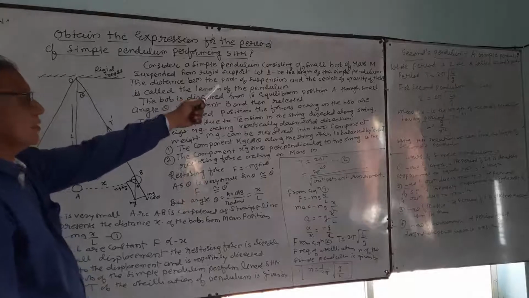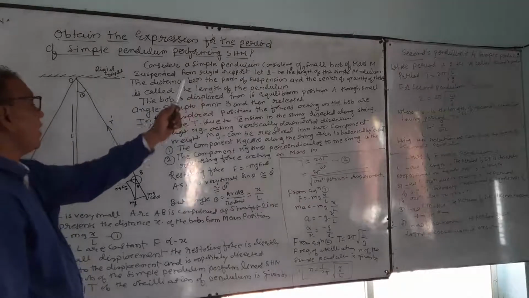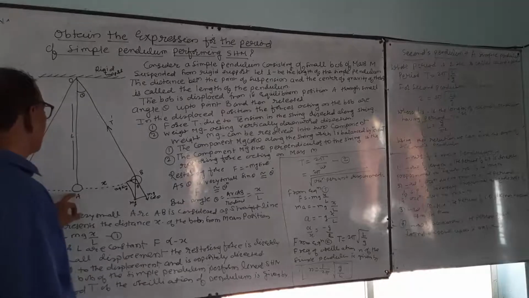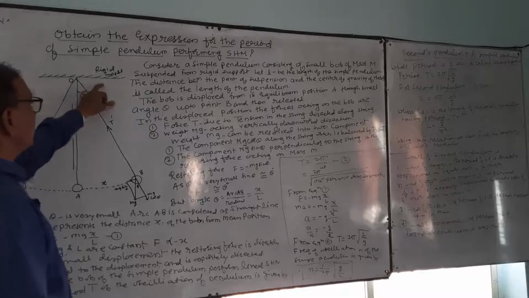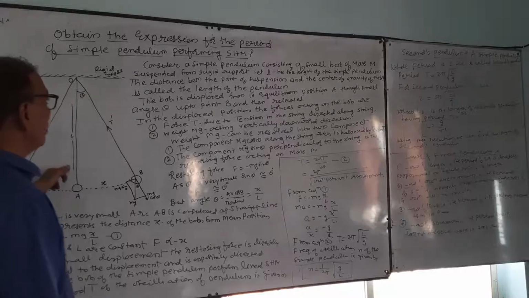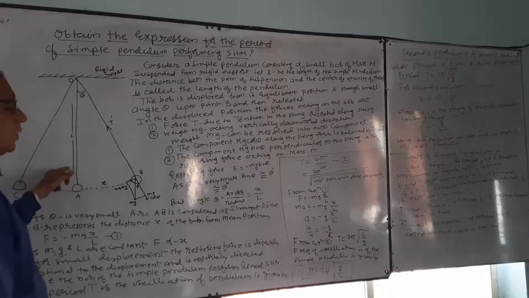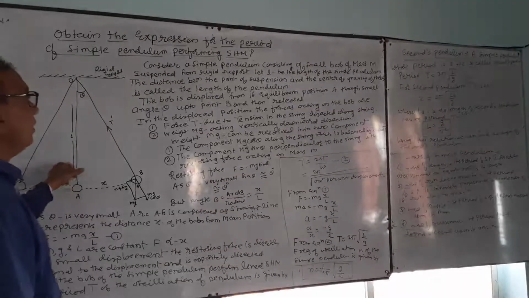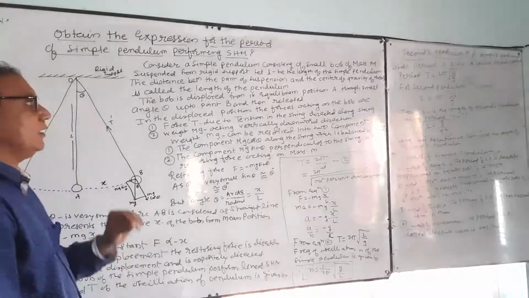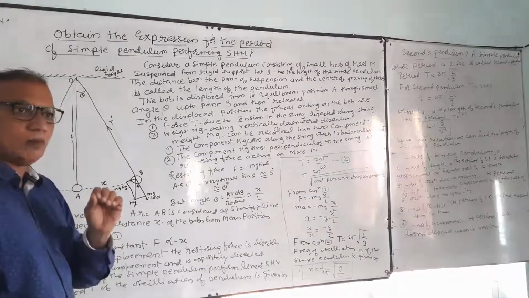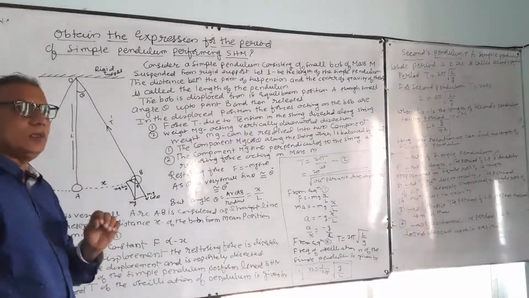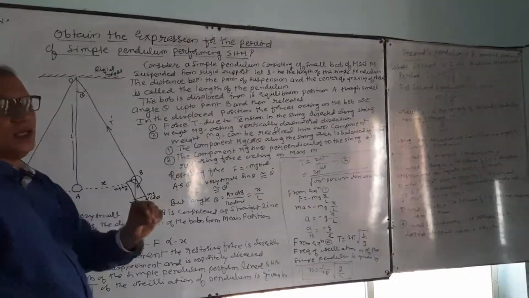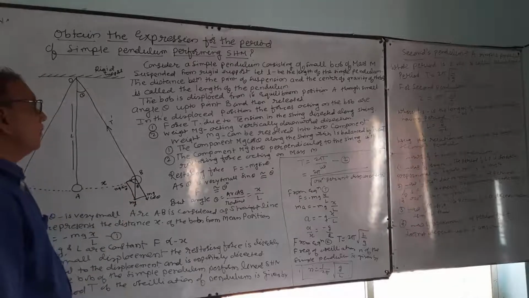Consider a simple pendulum consisting of a small bob of mass m, suspended from this rigid support. Here is the length of the simple pendulum. What is meant by the length of the pendulum? The distance between the point of suspension and the center of gravity of the bob is called the length of the simple pendulum.